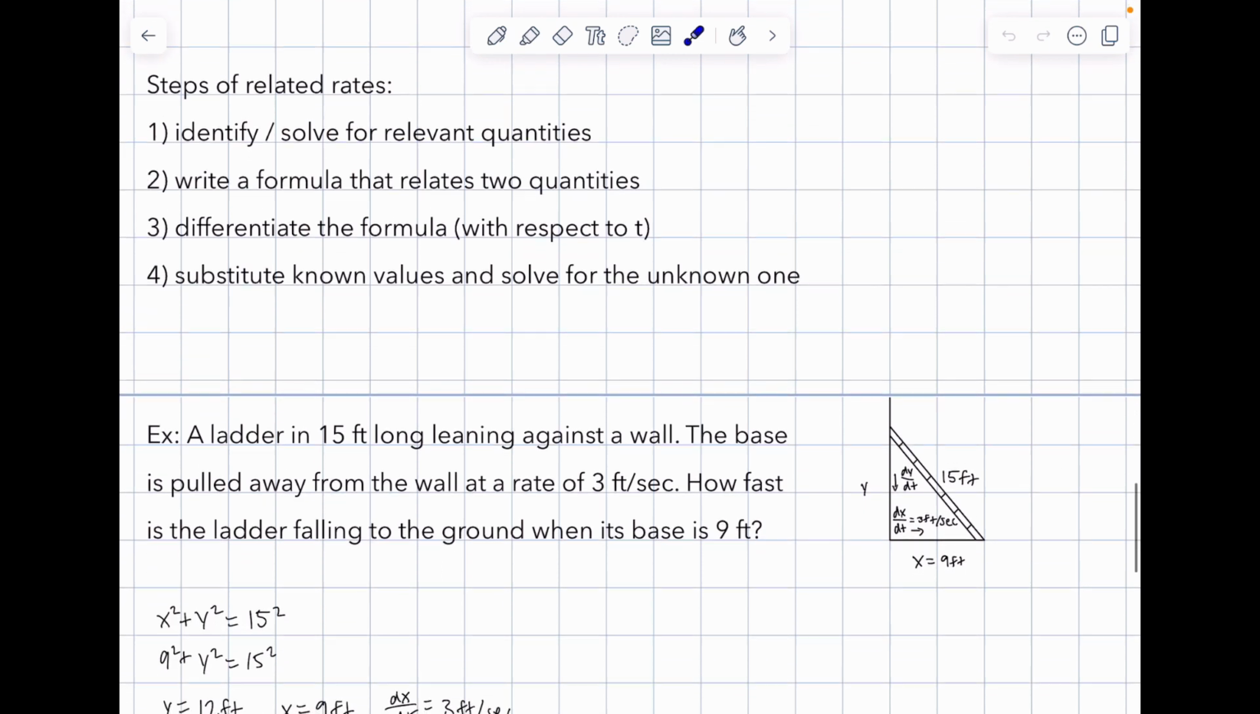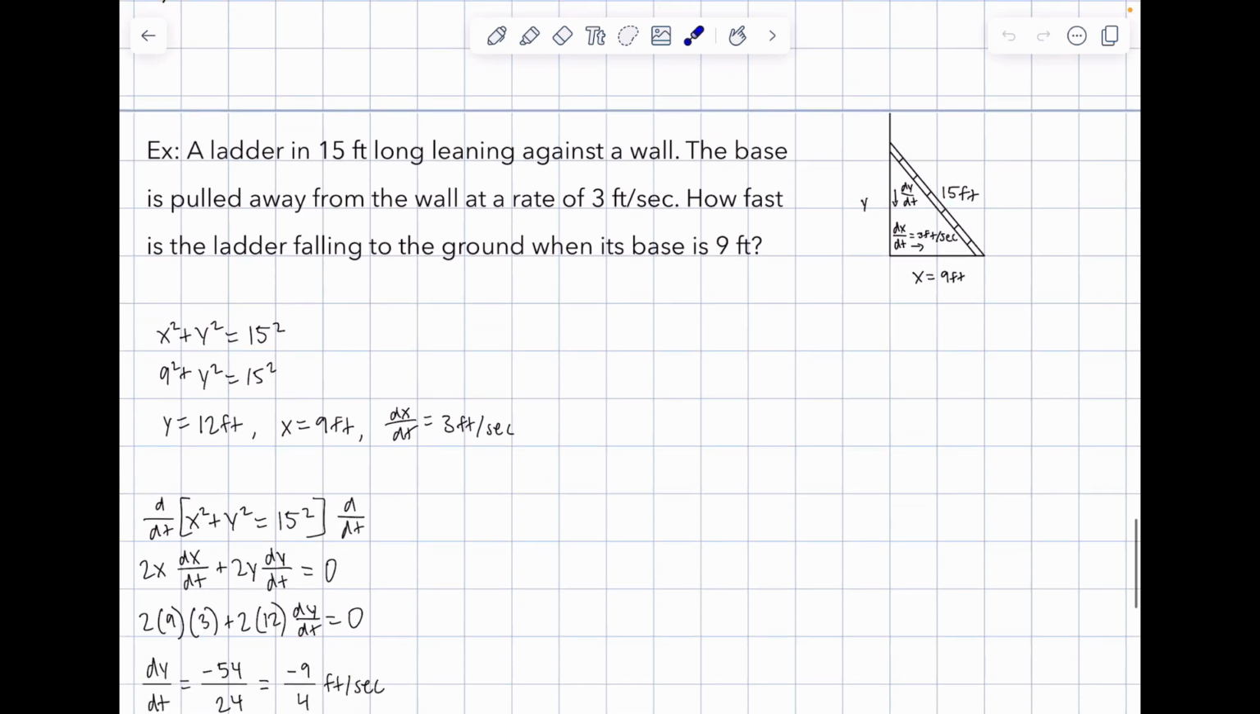And so finally, related rates. So the steps of related rates are: 1. Identify or solve for relevant quantities. 2. Write a formula that relates the two quantities. 3. Differentiate the formula with respect to t, which is time. And 4. Substitute known values and solve for the unknown ones.